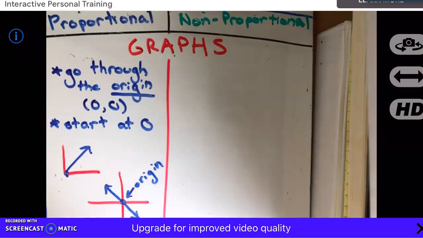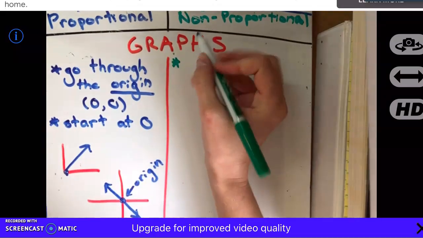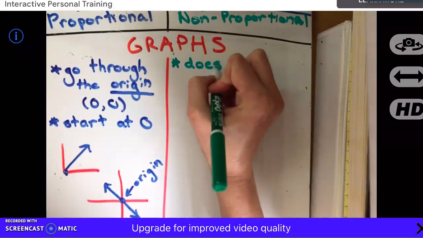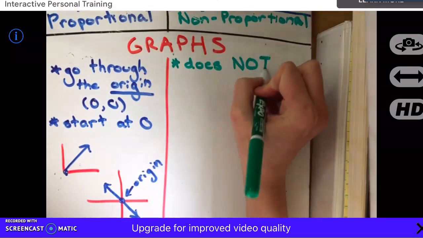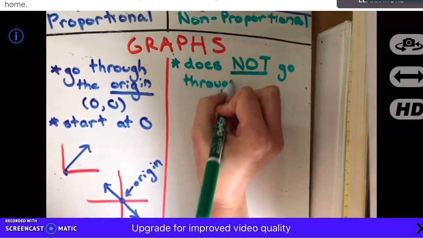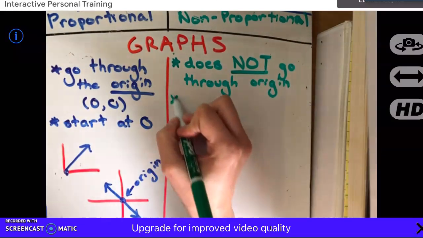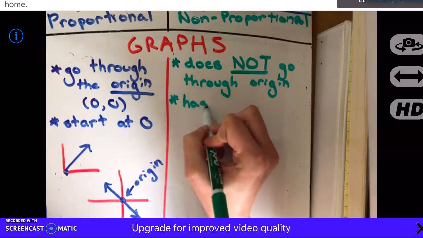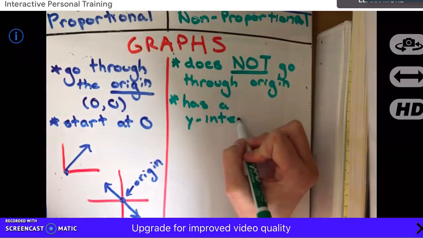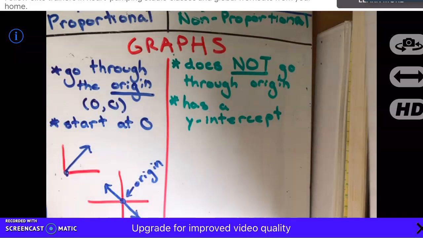So, with this in mind, let's take some notes about non-proportional. If proportional does go through the origin, we can say that non-proportional does not go through the origin. So instead, since it doesn't pass through the origin, we can say that it has a y-intercept. So that means it's going to touch the y-axis somewhere, okay?